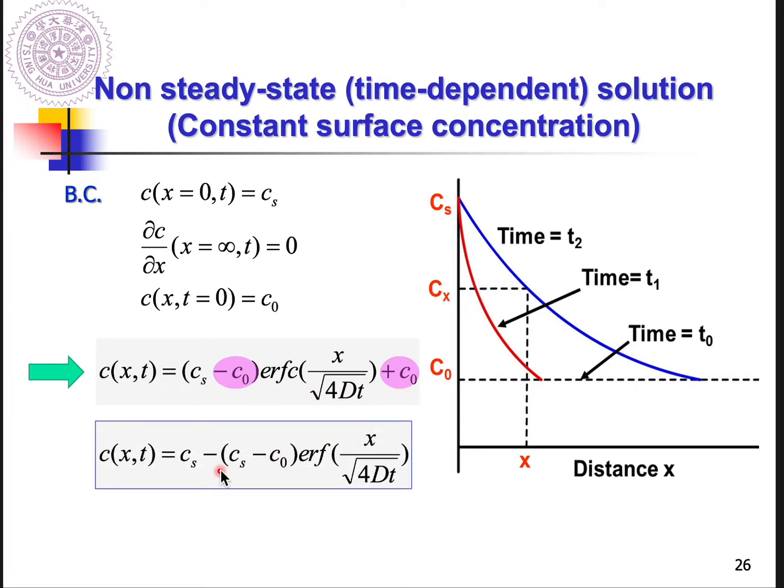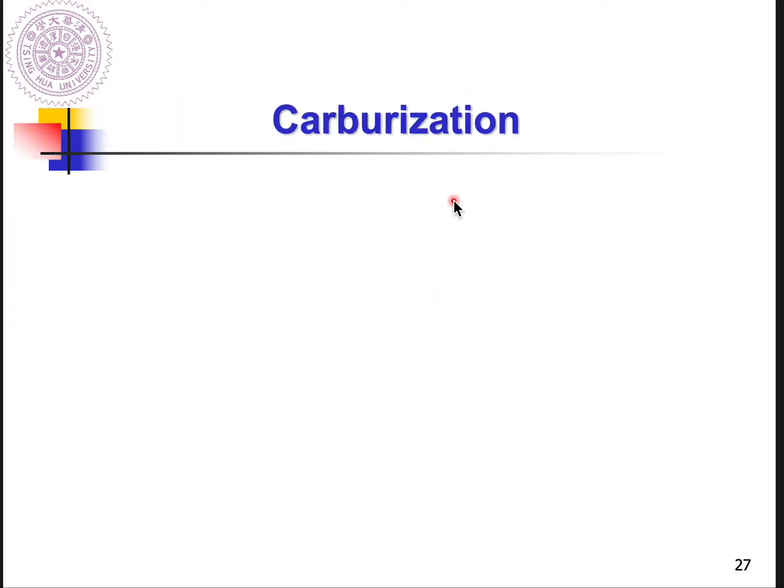After arrangement, you can convert the complementary error function to the error function, and you can get these solutions. This solution describes the constant surface concentration case. Okay. The famous example of this constant surface concentration, or unlimited source, case is carbonization.